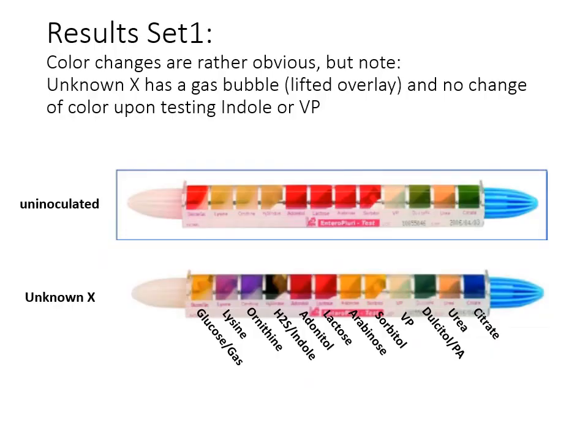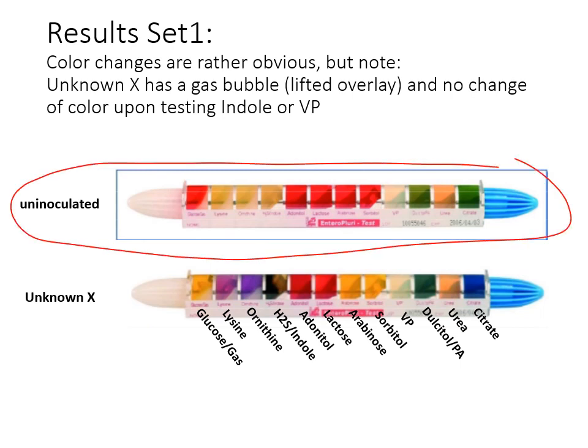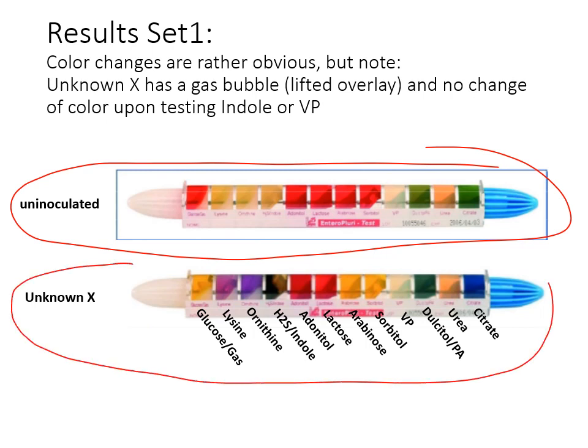Now for the results, you're going to end up being responsible for identifying and analyzing your own Enteropluri tube results here. So notice that first I give you the uninoculated result. Okay, so that's the tube before you put any bacteria. Then you get your unknown X bacteria changed the results to look like that. So after incubation, you notice all of those color changes.